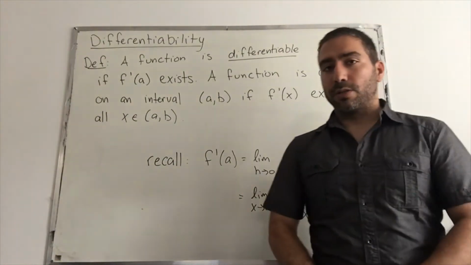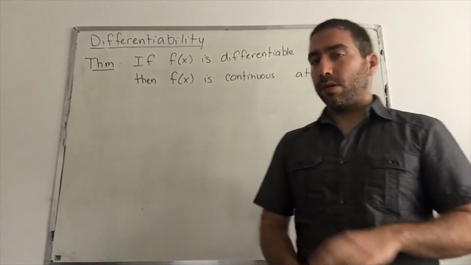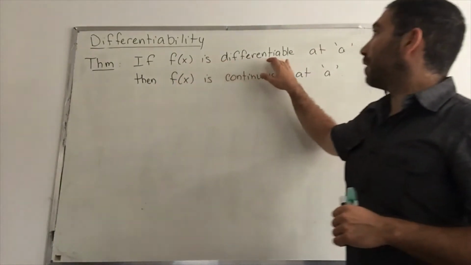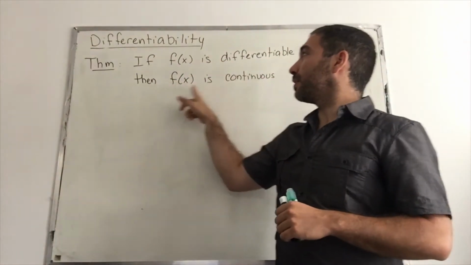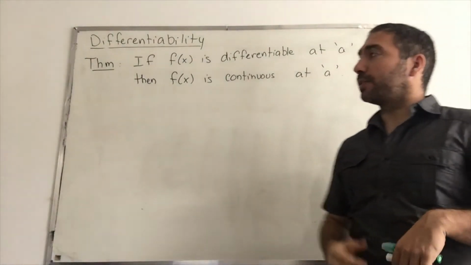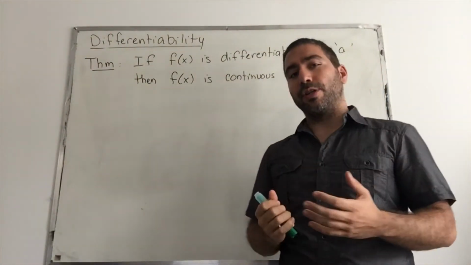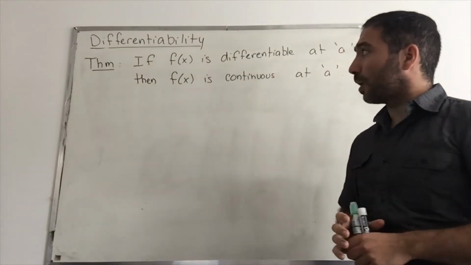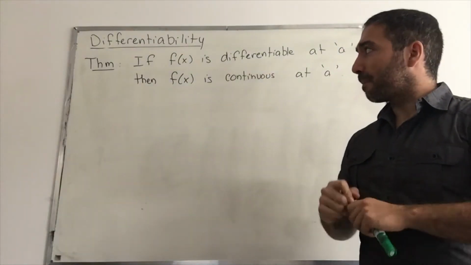Okay, let's look at a theorem now. This very important theorem states that if f of x is differentiable at a, then f of x is continuous at a. Essentially, it's saying that differentiability implies continuity. This is a theorem. Let's go ahead and prove it.